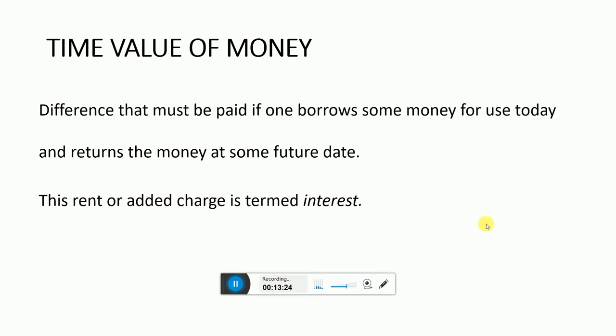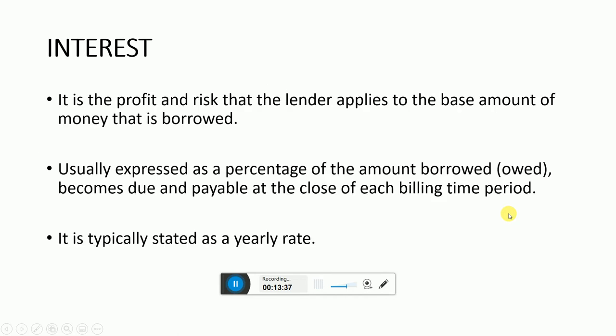So the rent which we have discussed, that difference, is the rent. This rent or added charge is usually known as interest. We will discuss interest. So basically, how can we define it? It is the profit and the risk that a lender applies to the base amount of money that is borrowed. If someone is lending money to another person, he applies his profit and the risk which is involved during that time.